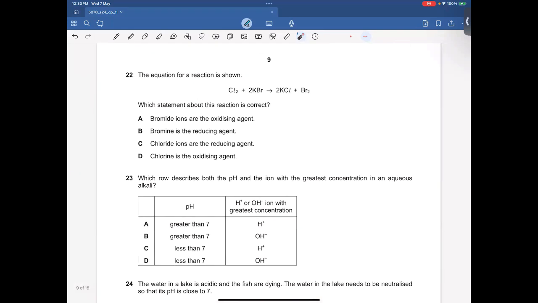Question 22. The equation for a reaction is shown. This reaction is a redox reaction, also called a displacement reaction. And chlorine is more reactive, so it will displace bromide in the form of bromine. So bromide ion is a reducing agent. No, it is, oh sorry, it is an oxidizing agent. No, it is a reducing agent.